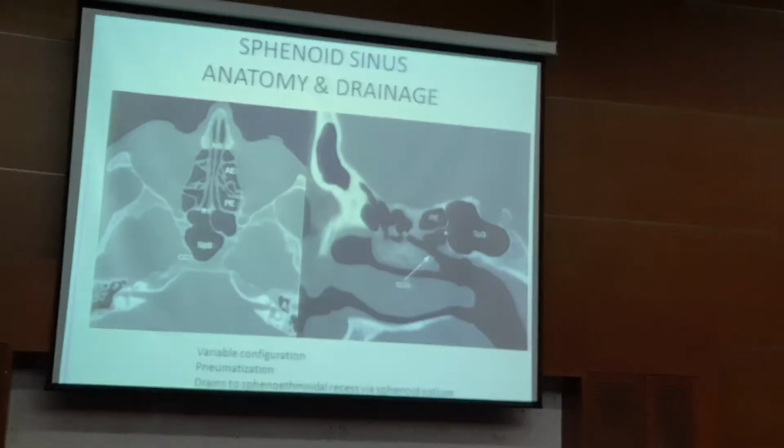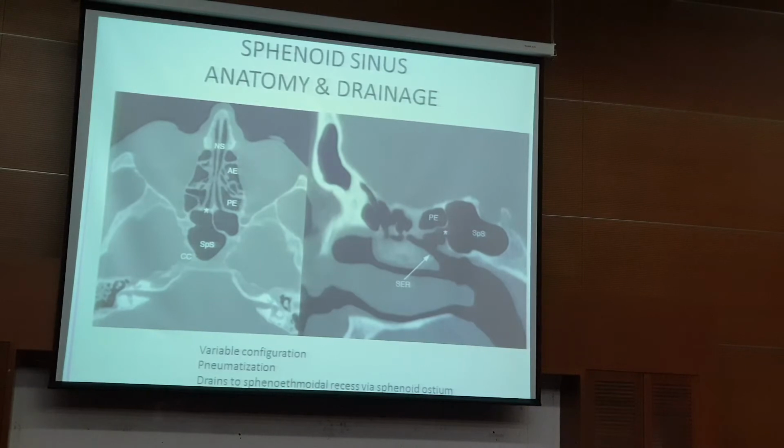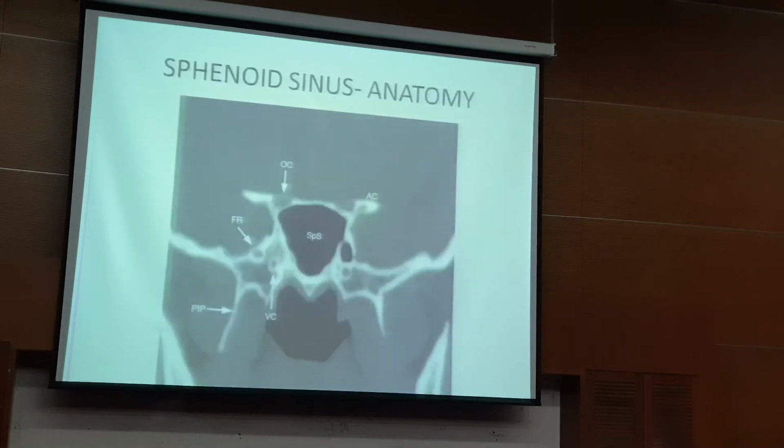Sphenoid sinus anatomy and drainage. Okay, the sphenoid sinus has variable configuration. It has variable pneumatization and septal insertion as well, and it has very important structures around the vicinity of the sphenoid sinus itself. It drains into the sphenoethmoidal recess via the sphenoid ostium, which is best seen here on the axial. And this is how it looks on the coronal scan.